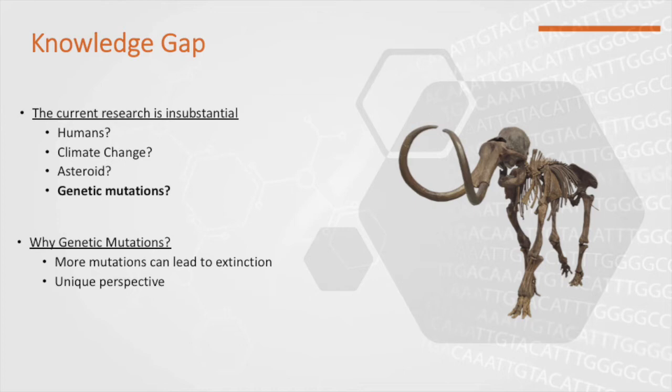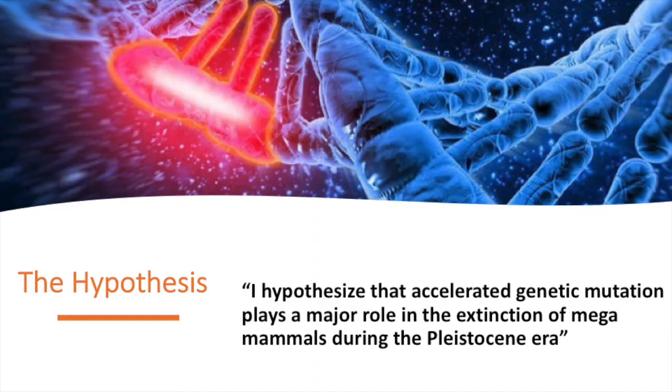It is known that mutations can lead to extinction, and they offer a unique, under-researched perspective. This brings us to the hypothesis. I hypothesize that accelerated genetic mutation plays a major role in the extinction of mega mammals during the Pleistocene era.